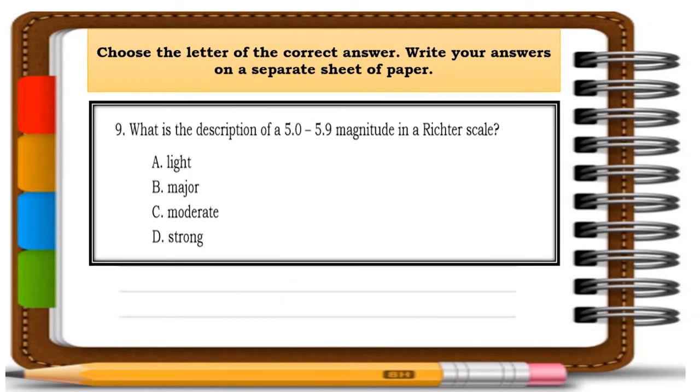Number 9. What is the description of a 5.0 to 5.9 magnitude in a Richter scale? A. Light, B. Major, C. Moderate, D. Strong. Answer: letter C, moderate.